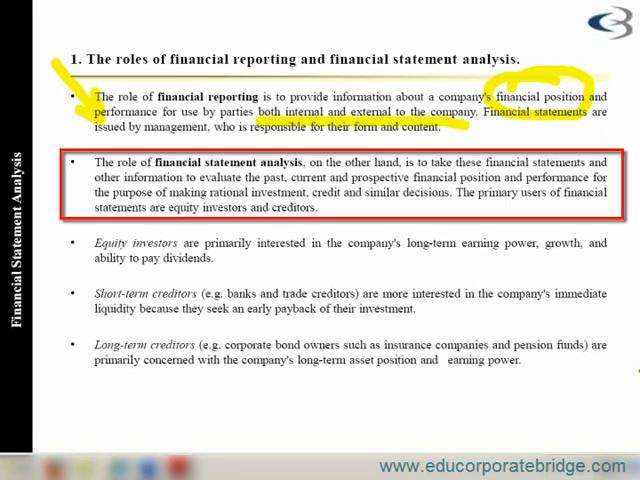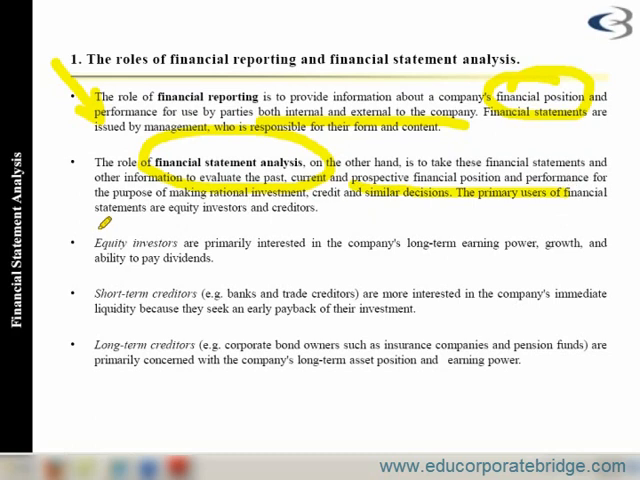The role of financial statement analysis, on the other hand, is to take those financial statements and other information to evaluate the past, current, and prospective financial position. A financial statement per se would be of limited help. The great help comes when we see the financial statement from a historical angle, plus we see how the financial statement looks currently and what my forecasted numbers are. From that perspective, once I have a look, my financial statement becomes useful.